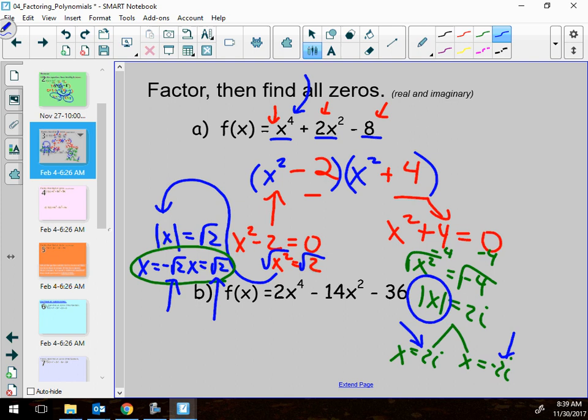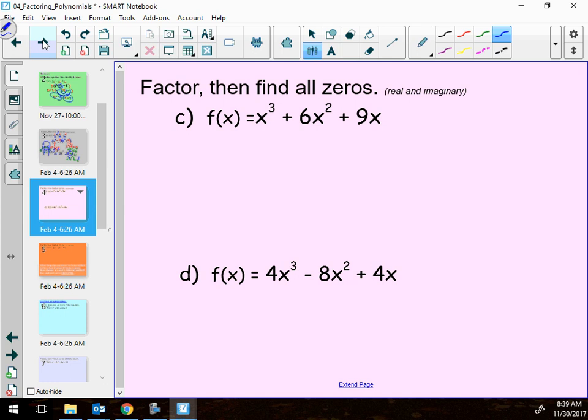On this next one, I'm not going to do it with you. I'm just going to remind you that all of these had a GCF that would have come out first. Before you even started, what would you have done on part B? Factored out, yes? Factor out the 2. And then you would have just done the exact same thing as last time. All right, moving on to this one. A little weirder.